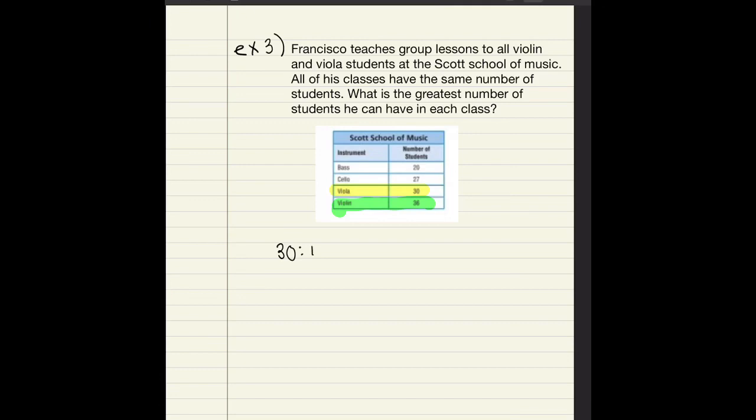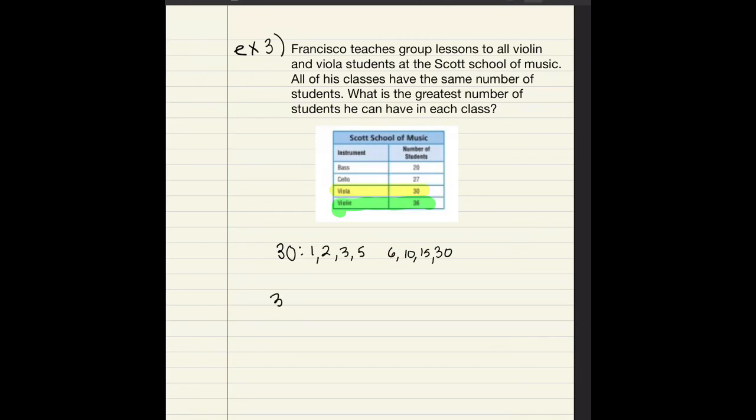So we have 30, and 1 times 30 is 30. 2 times 15 is 30. 3 times 10. Can 4 go into 30? No, it goes into 28. Can 5? Yeah, 5 times 6. And since these two are right next to each other, we go 1, 2, 3, 4, 5, 6. We know we are done.